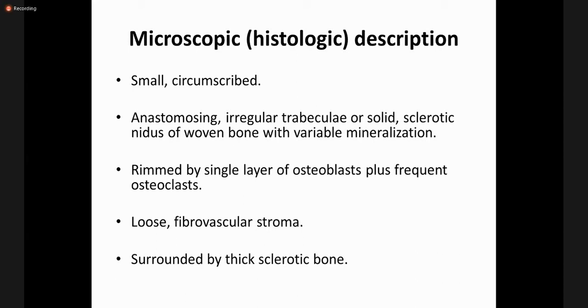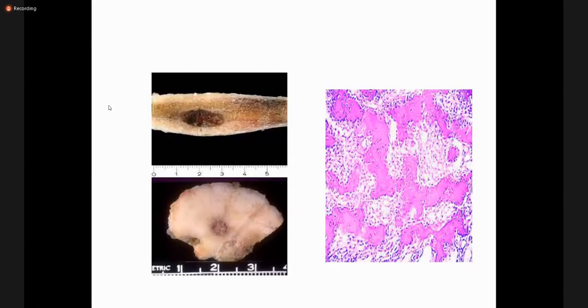Again, the bone in the tumor is rimmed by a single layer of osteoblasts and osteoclasts. They have loose fibrovascular stroma, and they are surrounded by thick sclerotic bone. This is the gross appearance of the tumor. You see the normal native bone, and there is a circumscribed tumor, a little bit brown in color because of the hemorrhages. Again, another picture for this tumor is the well circumscribed tumor, and this brownish discoloration is because of the lot of vasculature present in this tumor.